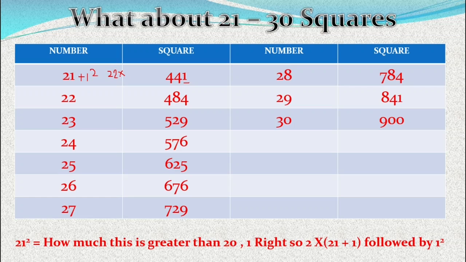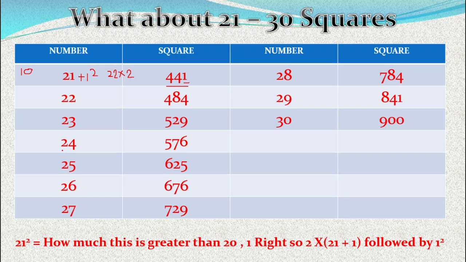Why I have to multiply this one by 2 is because 20 is 2 times greater than 10. Here 10 is my actual base and 20 is the base which is near to this number. As 20 is 2 times greater than 10, I am multiplying here by 2. So the value is 441.